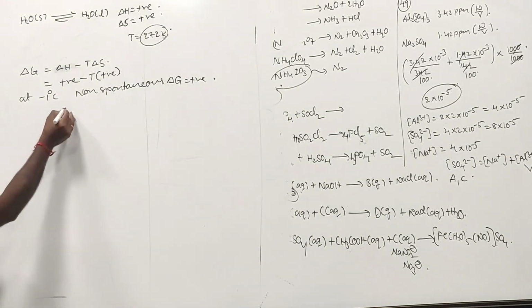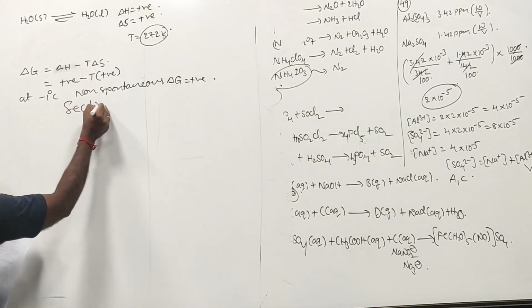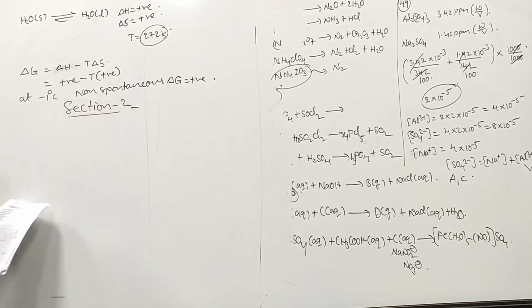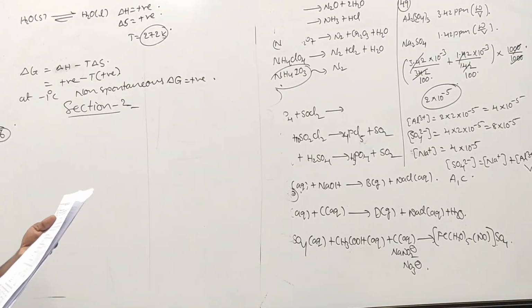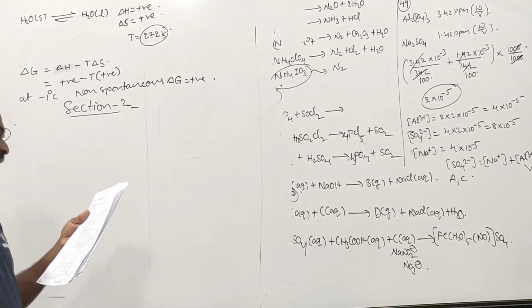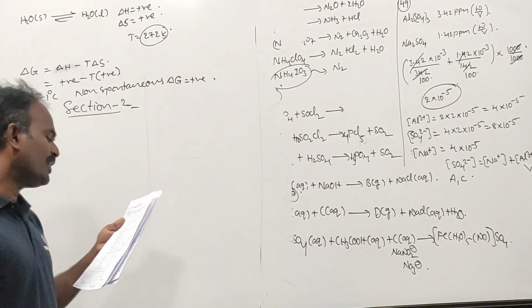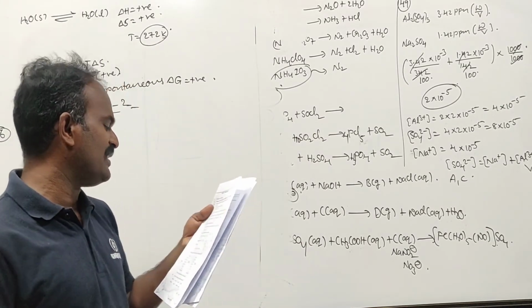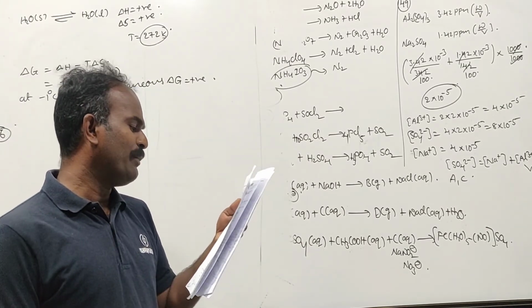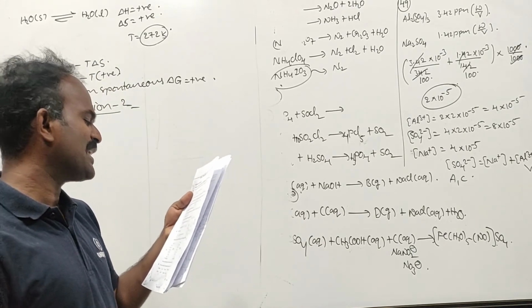Yeah, section 2. Section 2, question number 56. The osmotic pressure of urea solution at 10 degrees Celsius is 200 mm of Hg. It becomes 105.3 mm of Hg when it is diluted and the temperature is raised to 25 degrees Celsius.